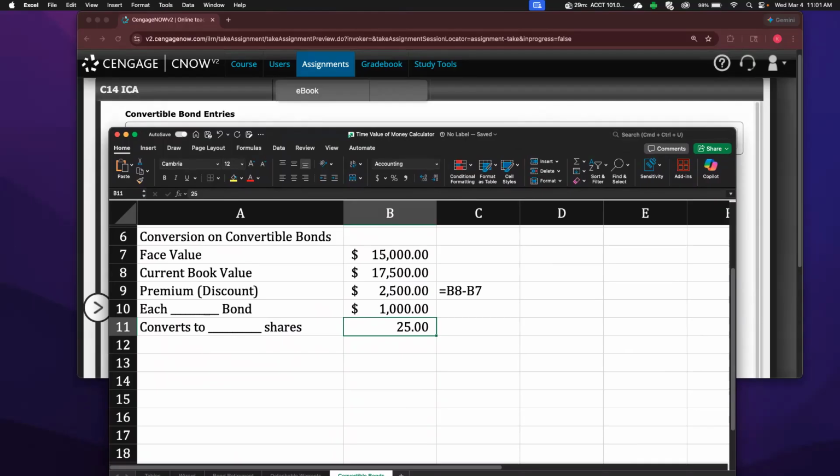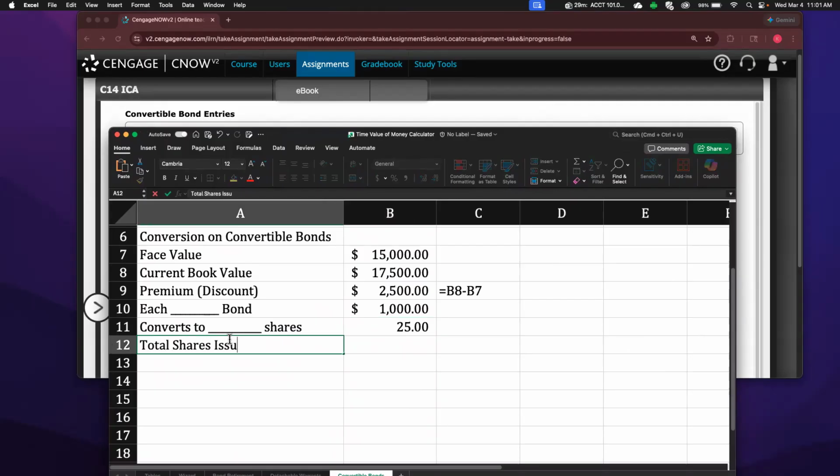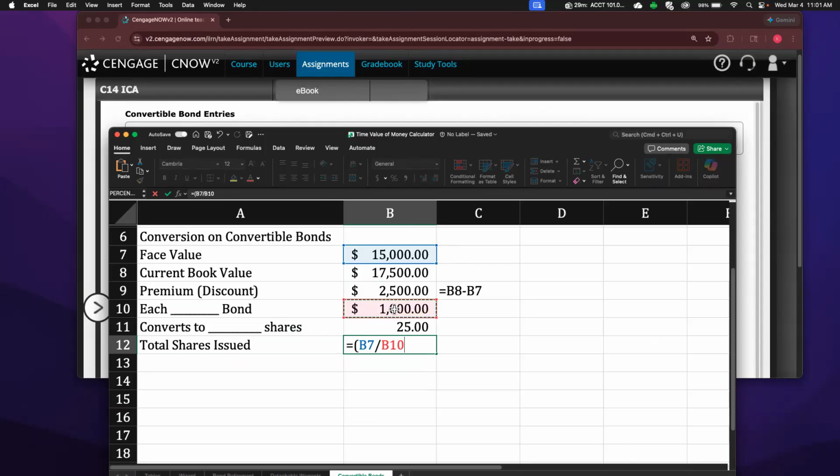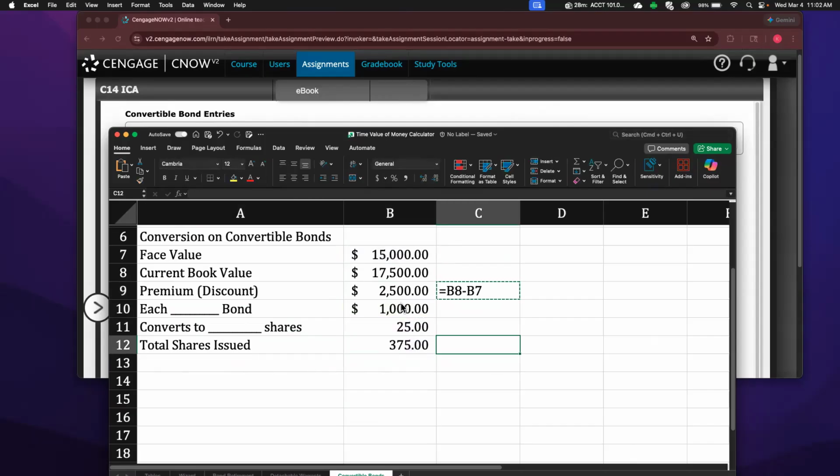So to figure out how many shares are issued, total shares issued, we want to take our $15,000 face value. Probably use some parentheses here. Divide by our each $1,000 bond, so 1,000. And then multiply that by how many shares we get for each $1,000 bond. So we have 375 shares issued.